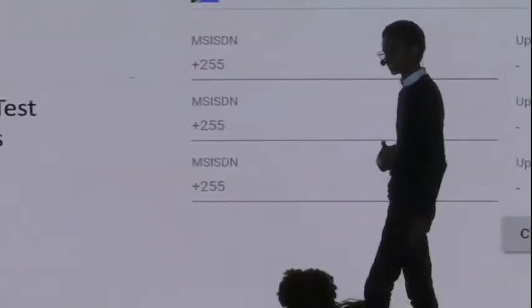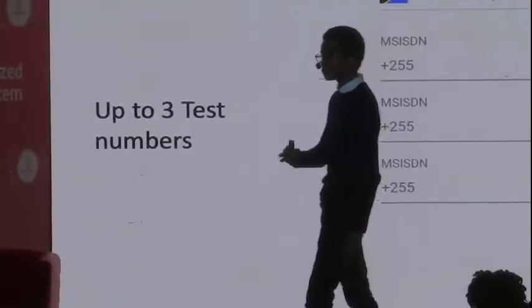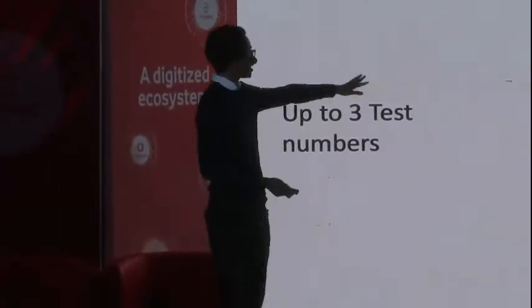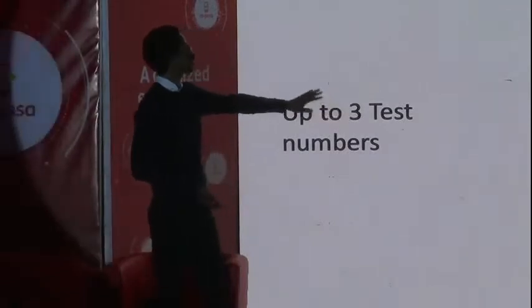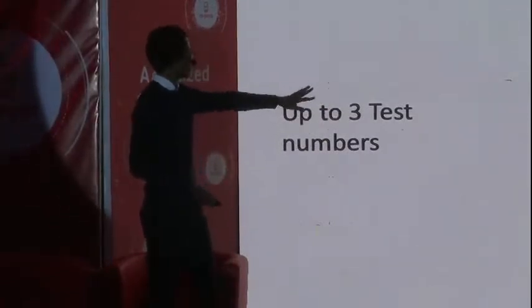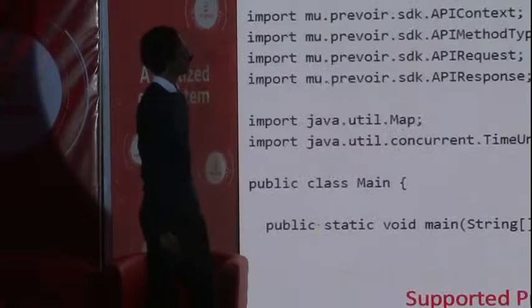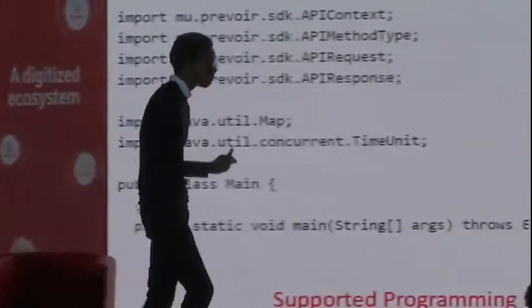And on the production, imagine guys, on the production, we give you up to 3 numbers for you to be able to test. You can specify them from my organization. I want to test with these 3 numbers. You can put them there for your application during development and during testing. And this is another very, very powerful thing.